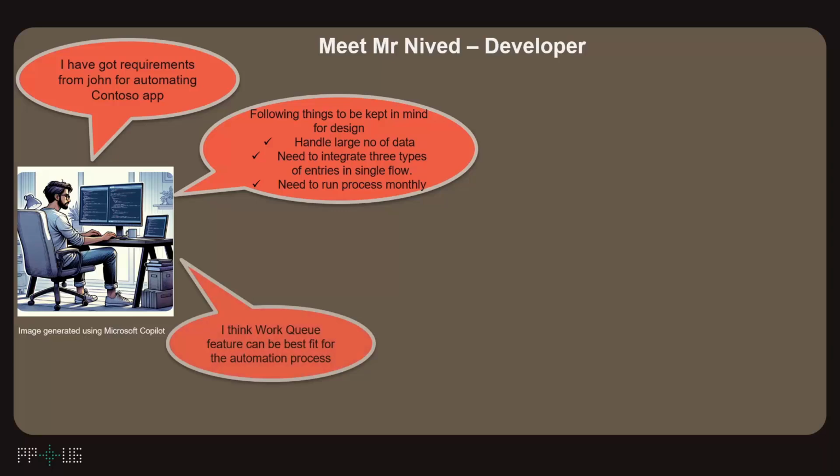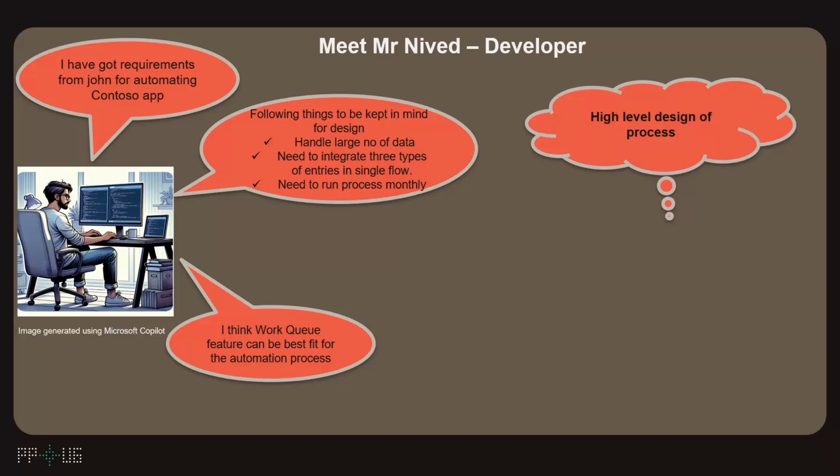Then I started thinking about how I should design this process. I thought, we have a feature in Power Automate called work queues, which we use for load balancing, or for scenarios where the load is very high. In the case of unattended automation, I think it's the best fit for our automation process.